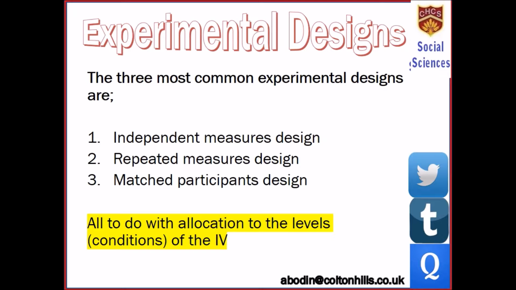The three most common experimental designs used within psychological research are an independent measures design, a repeated measures design, and matched participants design, which is sometimes referred to as matched pairs. The use of each design is all to do with allocation to the levels of the IV. You'll see how it differs between independent, repeated, and matched participants as we go forward.